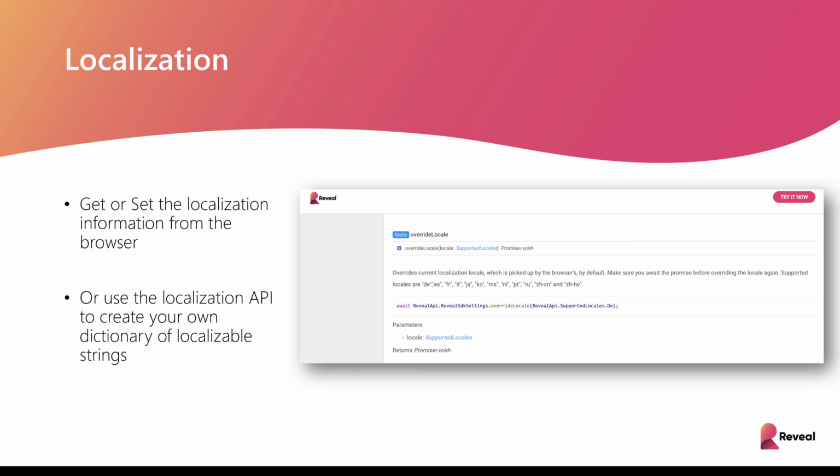Reveal ships with 13 language packs, but the nice thing is you can override any string or message string in the UI with custom code. Now, it's important to keep in mind that we don't localize your field values. So the names of the fields in your database, those can't be localized by us automatically. We do have server-side events that let you customize what those field labels are.